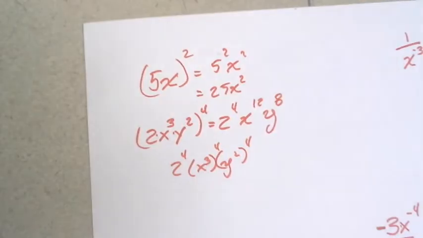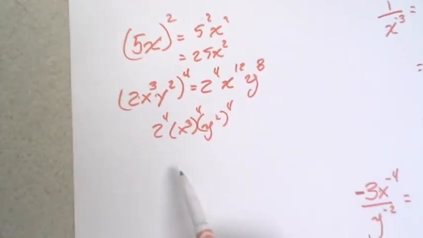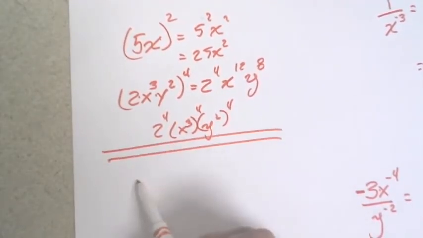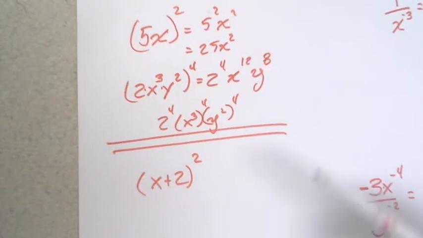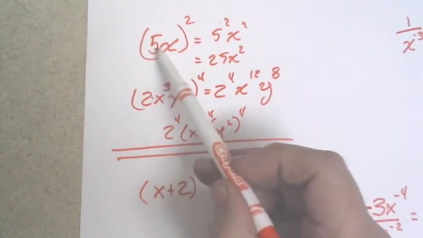Do be careful. This can be a very dangerous rule because it's often overused. If we have x plus 2 squared, we can't just do the same thing we did up here. This is a product.